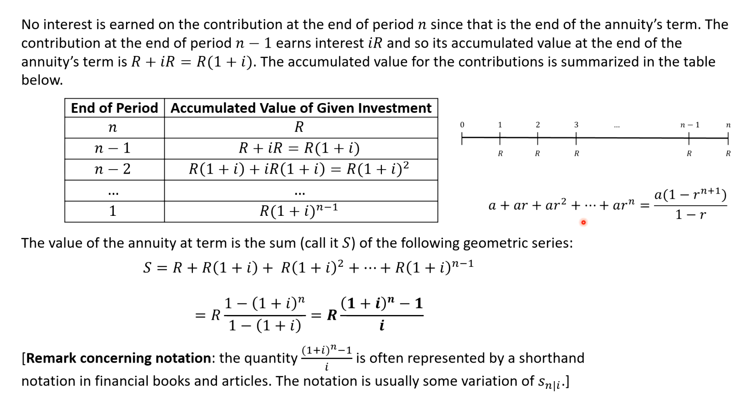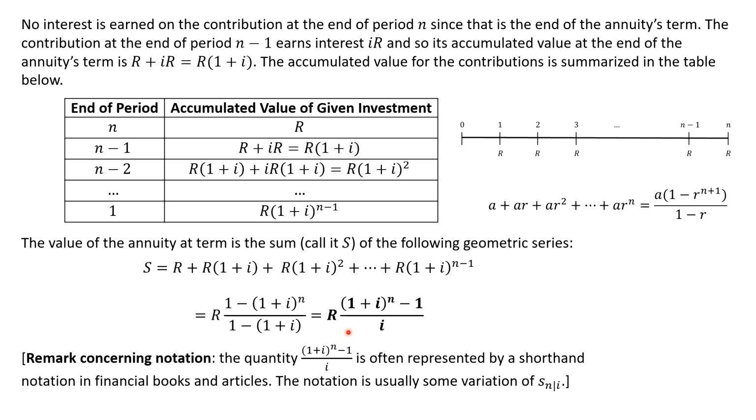We can use the formula here for the sum of a finite geometric series. We have a equals R, capital R. Small r here would be 1 plus i. And then this is up to sum to n, but we're just summing to n minus 1. So we would have n here in our formula.